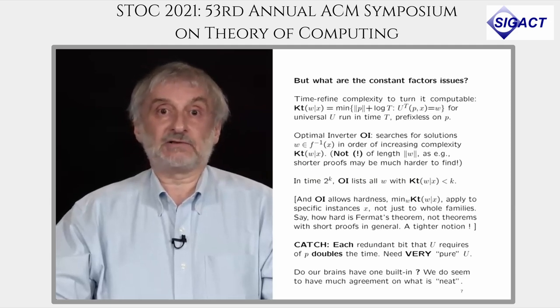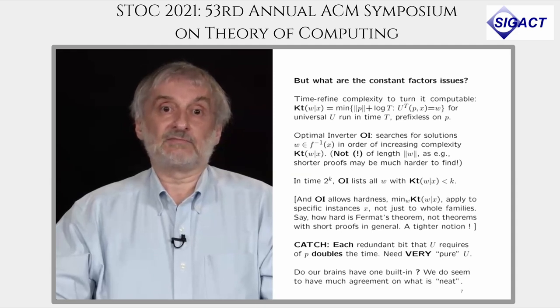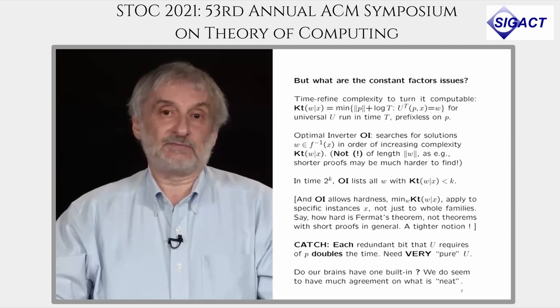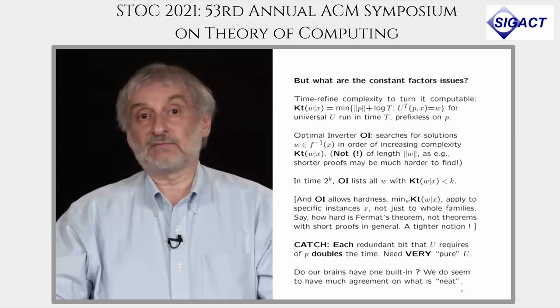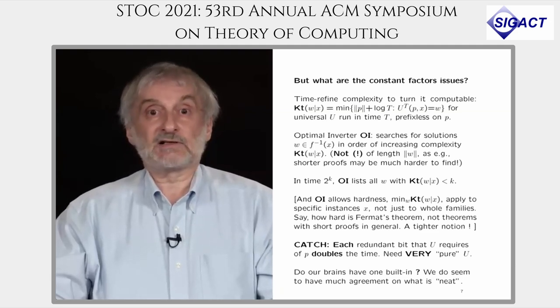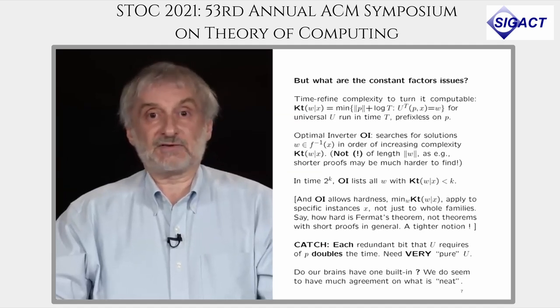The big catch is that each wasteful bit U requires of P doubles the time. We would need a very pure U, frugal with wasting bits. Do our brains have such a one built in? It seems so to me. We do seem to have little disagreement on what is neat and what is cumbersome. There are differences in our tastes, but they are not so huge that we could not understand each other's aesthetics. But this is just a feeling.